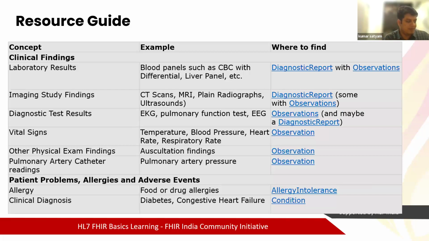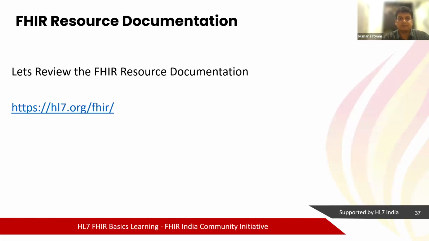As an implementer, I'm new to FHIR. I have understood what resources are, but I have a specific need. I want to represent my laboratory findings. What should I do? Where should I start? So there is a resource guide. You can directly jump into it, and you can start from there. Now, what we should do is get onto the resource documentation and look at the FHIR page.